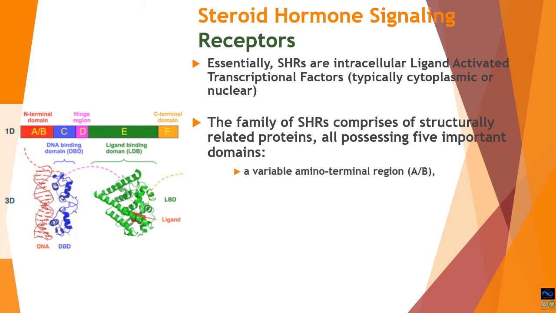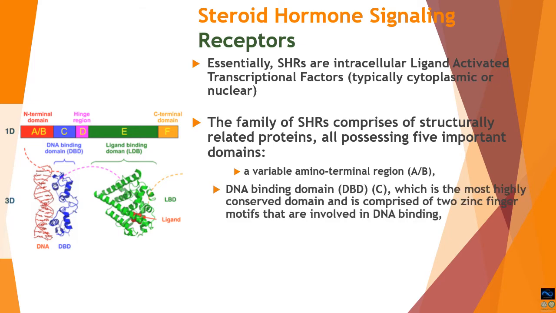First one is the N-terminal domain, which, as you can see on the left-hand side of the picture, is marked as AB. Then there is an important domain called the DNA binding domain. This is the domain which interacts with the hormone receptor element or hormone response element of the DNA and causes its transcriptional activation, and it comprises 2 zinc finger motifs within itself. Then there is a third, highly variable hinge region, as you can see in the pink region of the diagram.